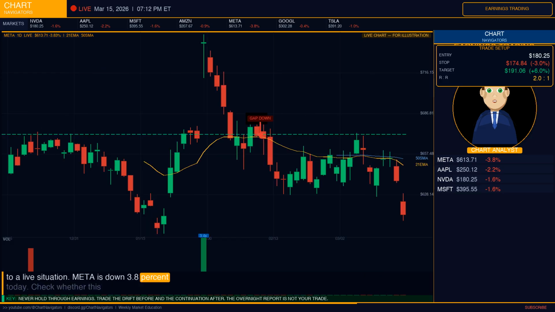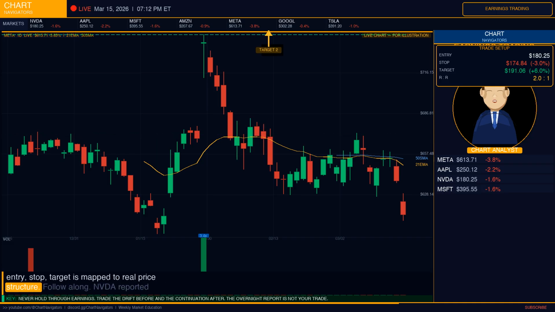Meta is down 3.8% today. Check whether this name has an upcoming earnings date. If it does, the setup I just described applies directly. Calculate the expected move from options pricing and size accordingly. Here is today's live chart. Every level you see labeled entry, stop, target is mapped to real price structure.